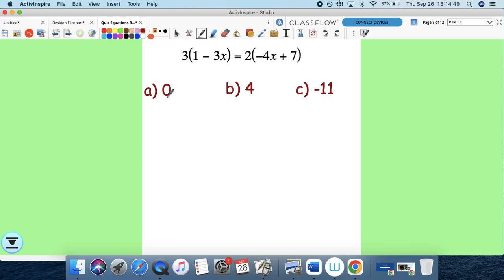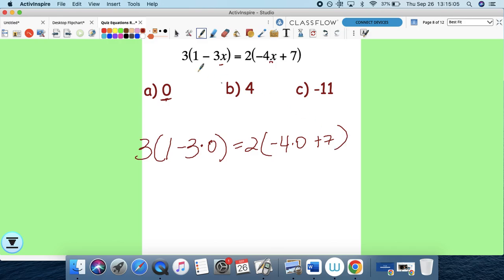So what I mean by plug in, let's take the first one, 3 parentheses, 1 minus, and I'm going to put a 0 in here. So wherever I see the x, I'm going to replace it with 0 and see if it works. Equals 2 minus 4 times 0 plus 7. So now I can just figure this out. 3 times 0 is 0, right? So this becomes 0. 1 minus 0 is 1, and then 3 times 1 is just 3.